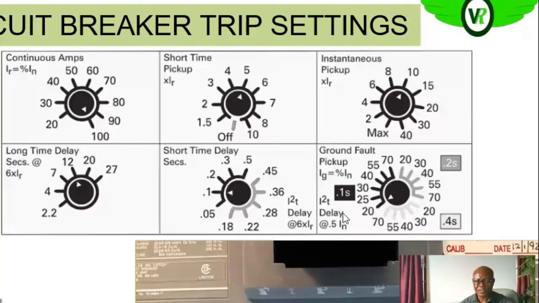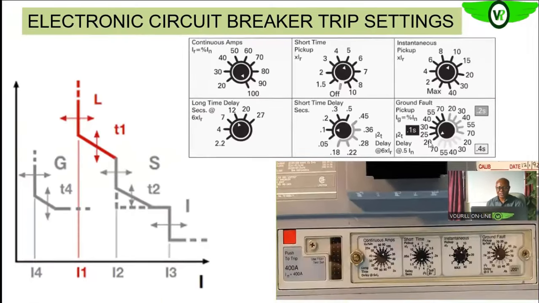So as the magnitude increases, the amount of time will drastically be reduced. So this is the area that you have. Here it depends on your setting. Assuming we have our selection here as it is now, 20%, it means that here is about 20% of the nominal current rating of the circuit breaker, which is about 200 amps.